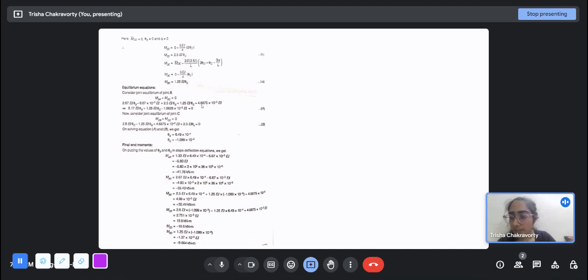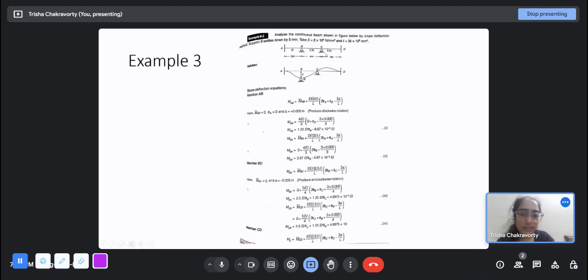From that we get one equation in theta b and theta c, and then of course we will consider again the joint equilibrium. I mean, we have to also ensure that the moment here at c is zero, right? Because moment at a and d are not zero, since they are fixed supports, they actually do provide a moment reaction, but b and c don't.